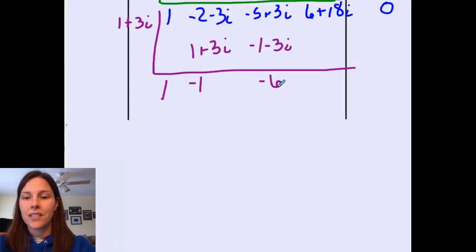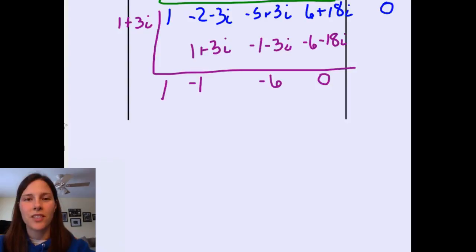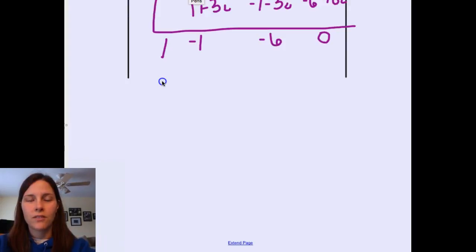Multiplying that negative 6 by the 1 plus 3i. Adding our like terms, we get 0. Again, we got a remainder of 0. So this shows that the conjugate is also a factor of the function. If you do not get a remainder of 0, go back and check your work. We found 2 zeros of the function.